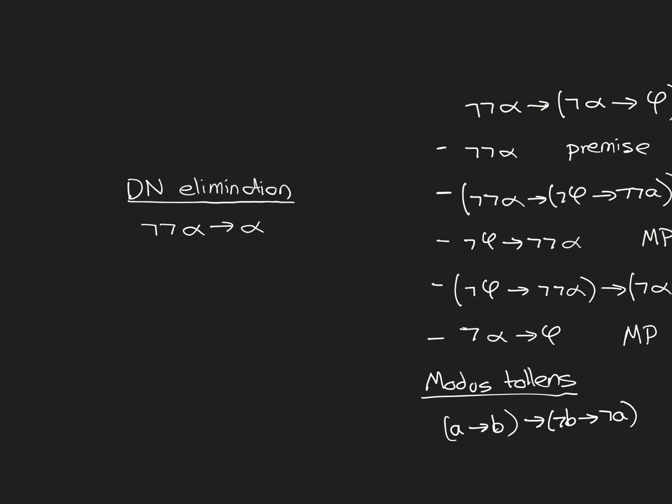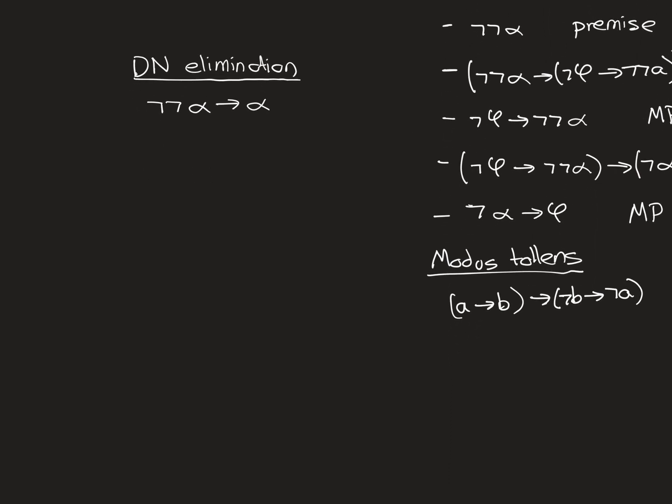So how are we going to prove this? Probably by the deduction theorem as well. Everything is by the deduction theorem. It's so much easier to prove things by the deduction theorem. So we'll take as our premise not not alpha, and we're going to derive alpha. And then by the deduction theorem, we'll be able to conclude that with no premises, not not alpha implies alpha would be provable. So how are we going to do this?